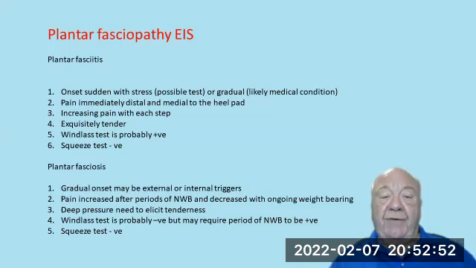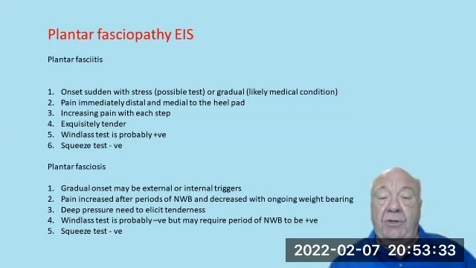So we'll start with plantar fasciitis. This is an inflamed fascia, particularly at the attachment to the calcaneus. The onset is sudden with severe stress. So we could be looking at a torn plantar fascia, or it could simply be severe overuse. Or it can come on gradually, and this is often as part of another medical condition, such as systemic arthropathy, ankylosing spondylitis, and so on.